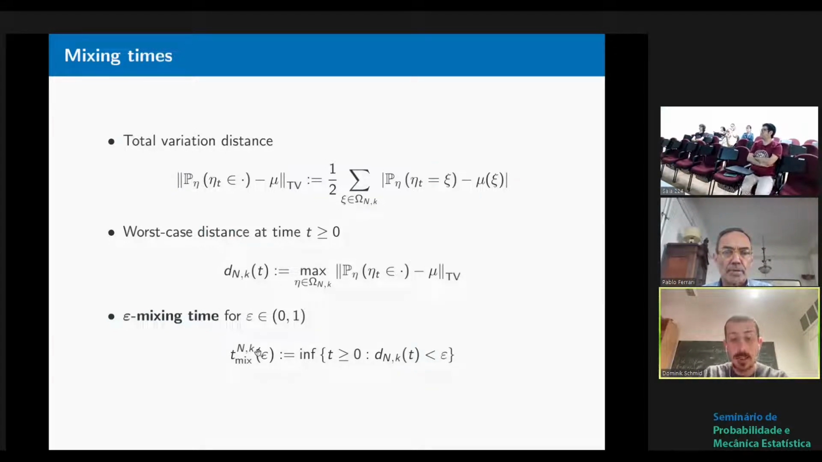And now the mixing time, or more precisely the epsilon mixing time for some epsilon between 0 and 1, will be the minimal amount of time t it takes such that this worst case distance d n,k drops below epsilon for the first time. And now in general, we want to study what we can say about this t mix of n and k when n goes to infinity.